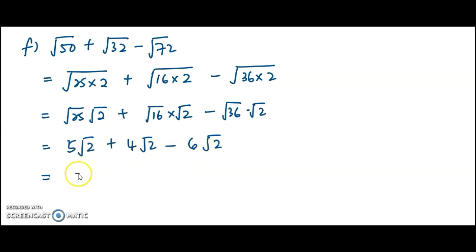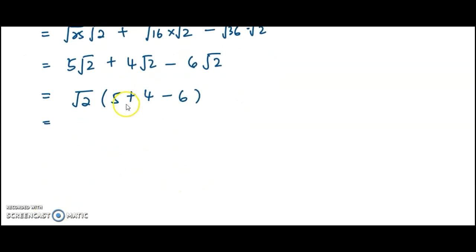Alright, or you might factor the surd 2 out, and you have a 5 inside the bracket for the first term, 4 for the second term, and 6 for the third term. Then you simplify whatever is inside the bracket. You got 9 minus 6, you got 3. Finally, your answer is 3 surd 2.